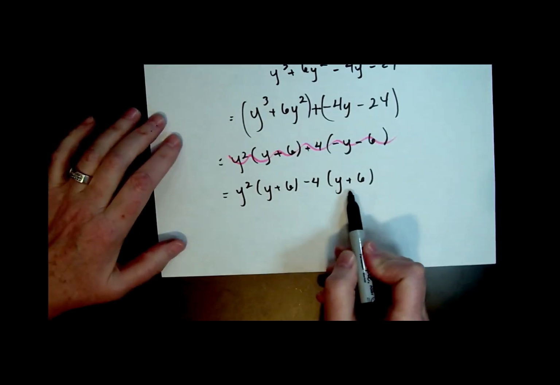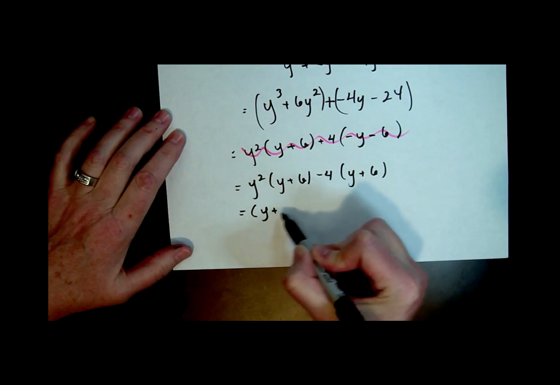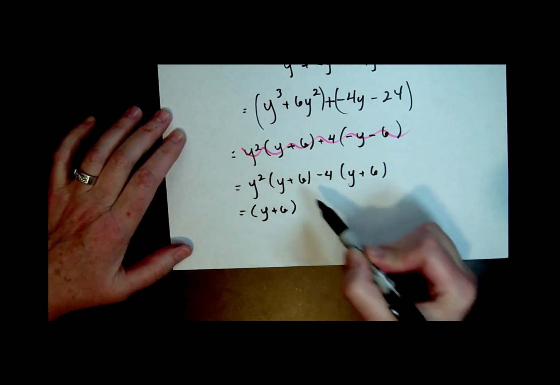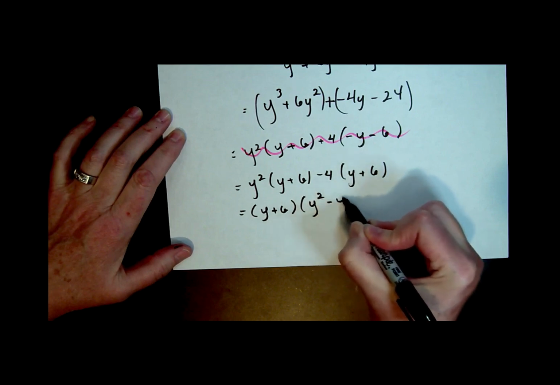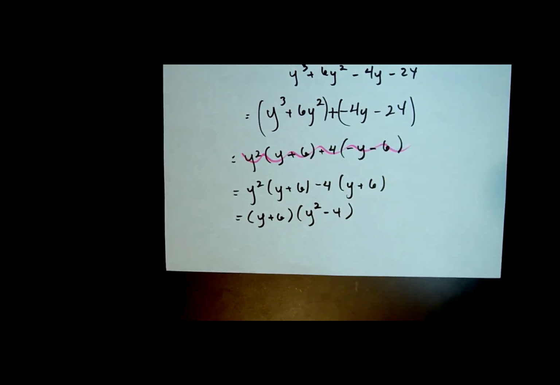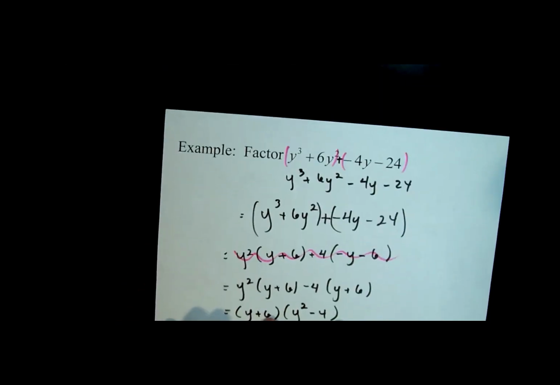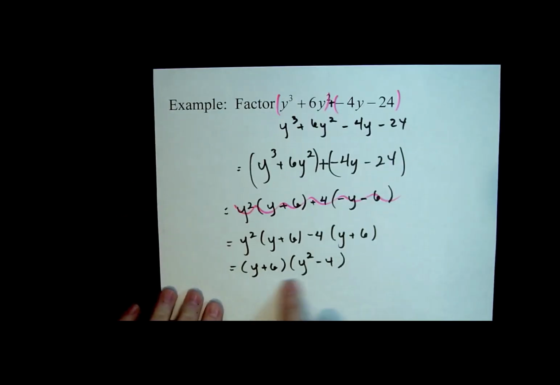Okay, but at this point we have the same thing in both spots, so I can pull it out or factor it out or undistribute it. So I have y plus 6 taken out of, undistributed from y squared minus 4. Am I done? I've got the right answer. I mean, my answer's correct. If I check this, I will find that, yeah, I have that still, just written as a product, written as a multiplication problem.